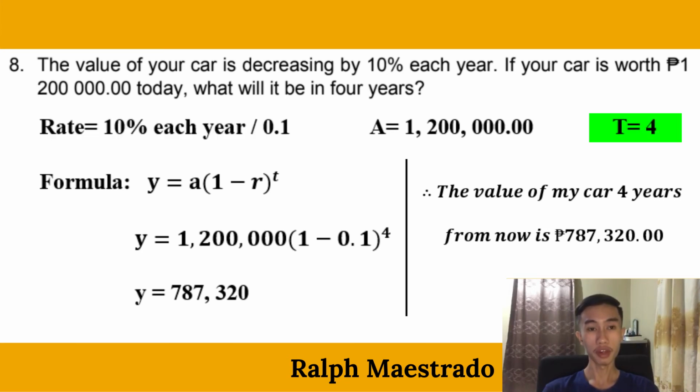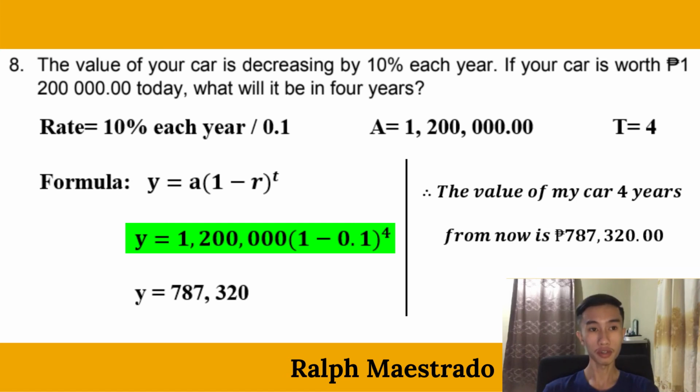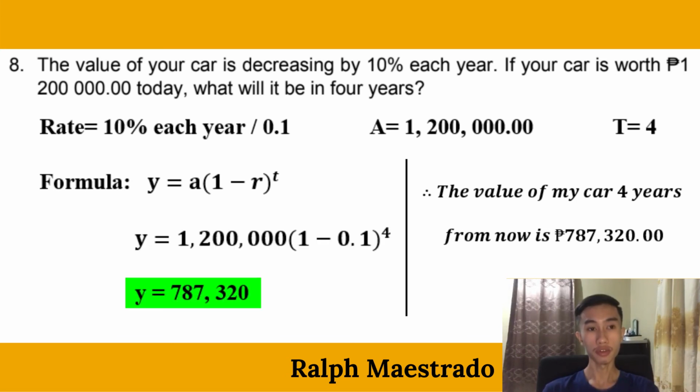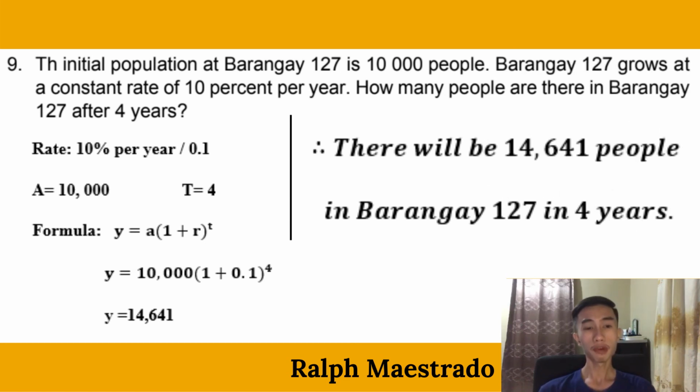in years, is 4. Our formula is y is equals to A multiplied to the quantity of 1 minus r raised to t. We substituted our initial amount, rate, and time in years, so it will be 1,200,000 multiplied to the quantity of 1 minus 0.1 raised to the 4th power, and the answer is y is equals to 787,320. Therefore, the value of my car 4 years from now is 787,320 pesos.